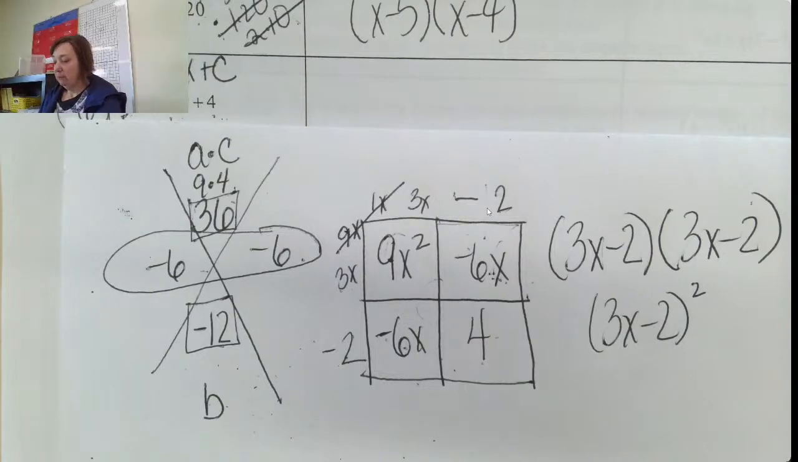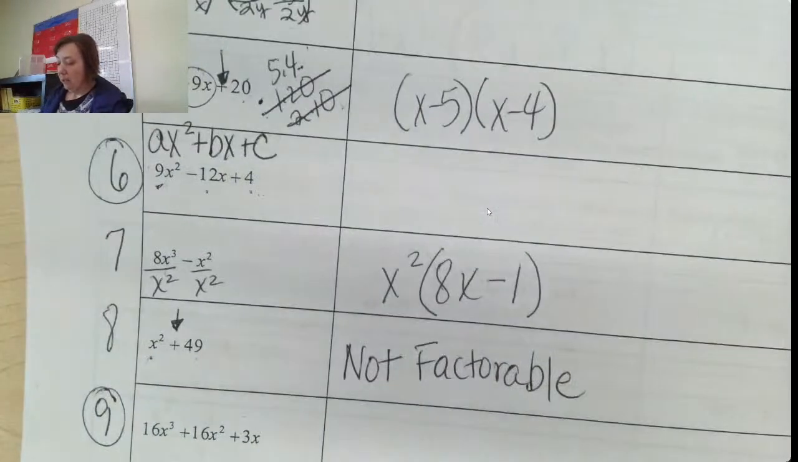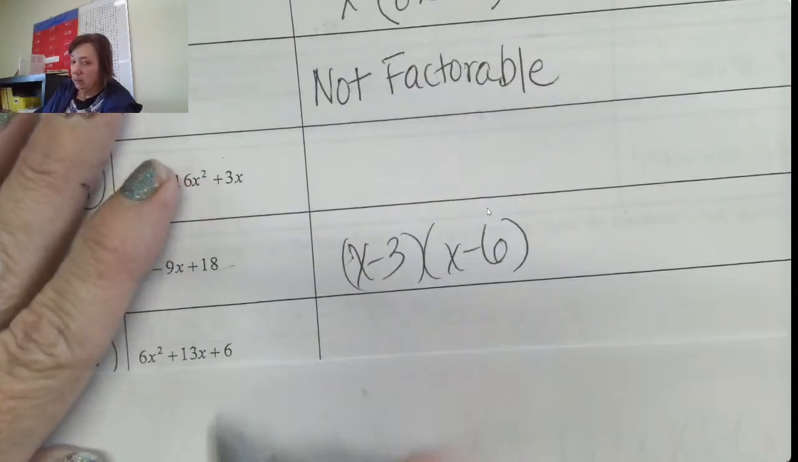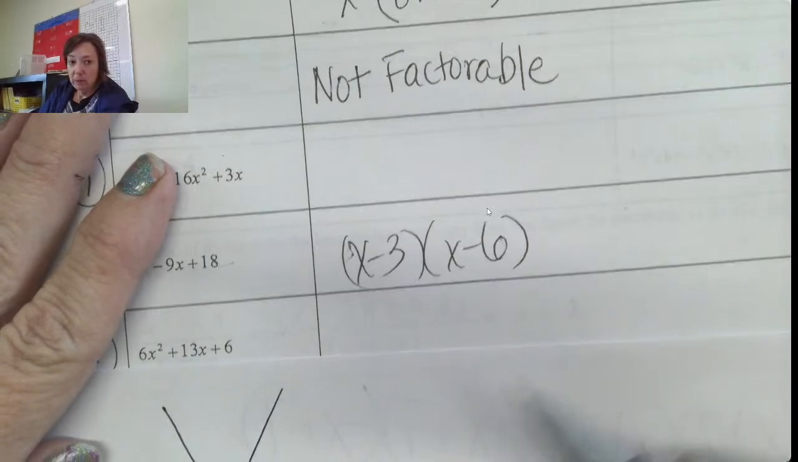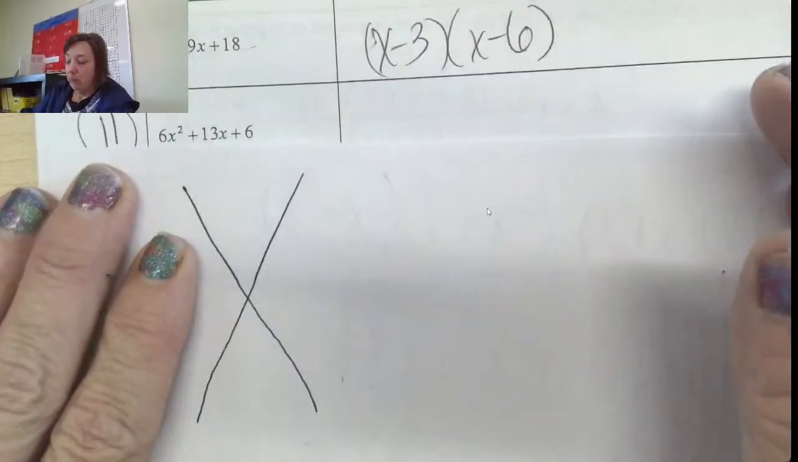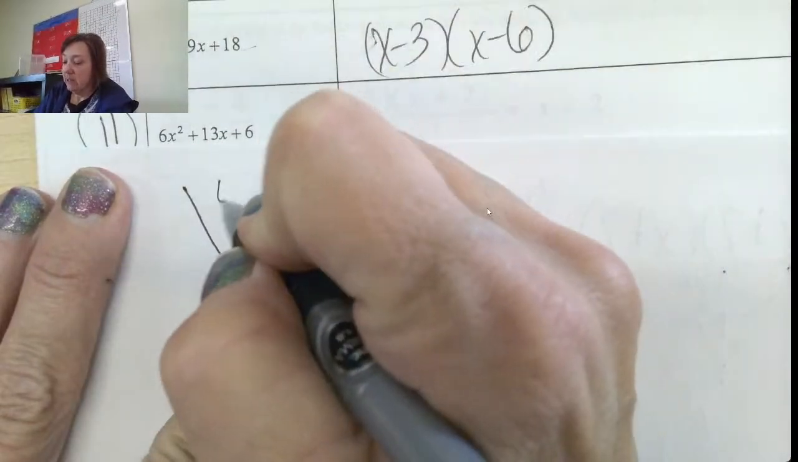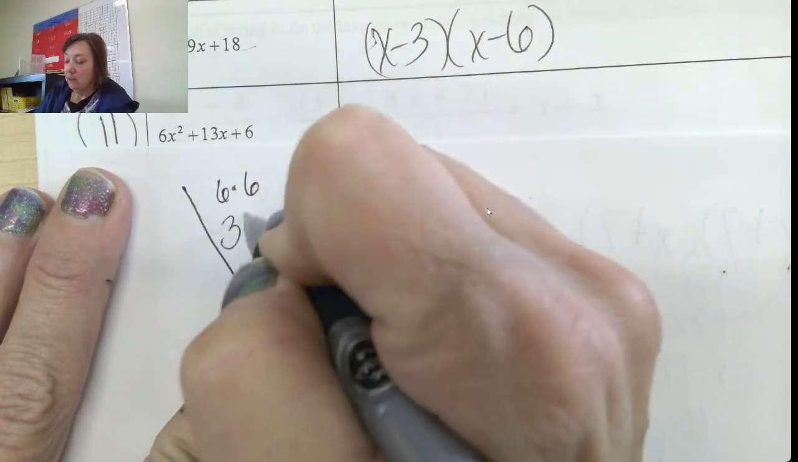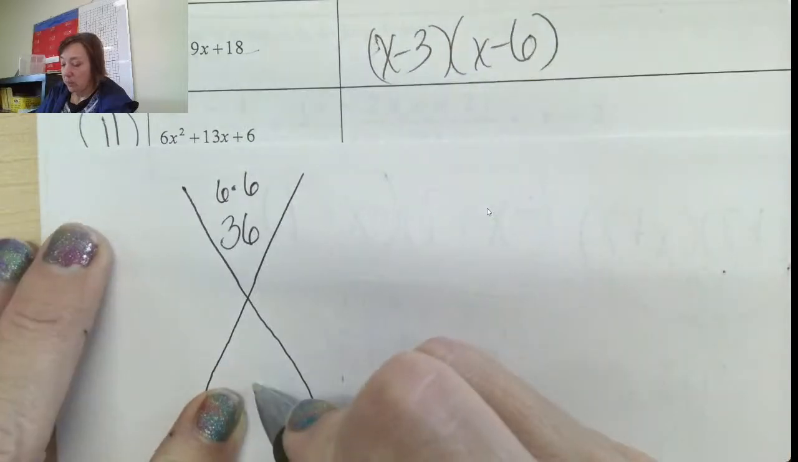Yep, we can do 11 now. Okay, so we're going to do 11. So we're going to make our x, right? Up here is going to be whatever 6 times 6 is, which is 36, down here, we're going to put 13.